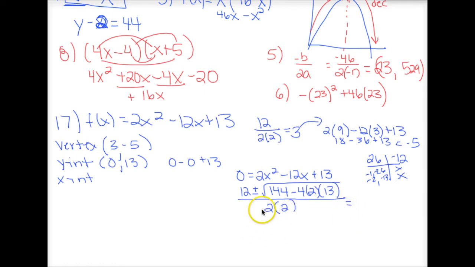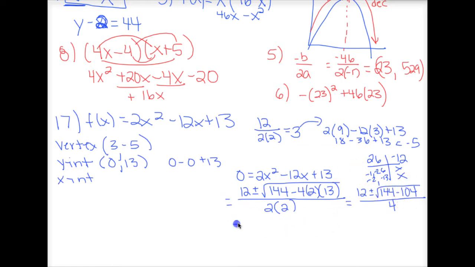So now it's just a matter of simplifying. So I've got 12 plus or minus the square root. I know it's going to be a minus because there's only one negative, so I just have to figure out what 4 times 2 times 13 is. 4 times 2 is 8, and 8 times 13 is 104, so I've got 144 minus 104 in here, and 2 times 2 on the bottom gives me 4. So 144 minus 104 is 40.